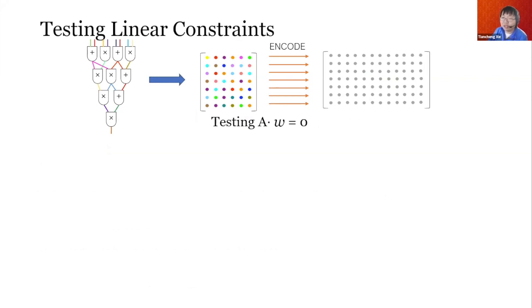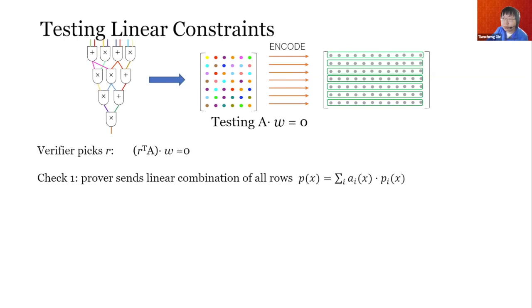And now we want to test a linear constraint, A times W equal to 0. And equal to 0 is equivalent to equal to x because we can somehow modify A to satisfy our constraint. So in this case, the verifier picks a random linear combination. It transforms A times W equal to 0 to R times A times W equal to 0. It's quite equivalent.